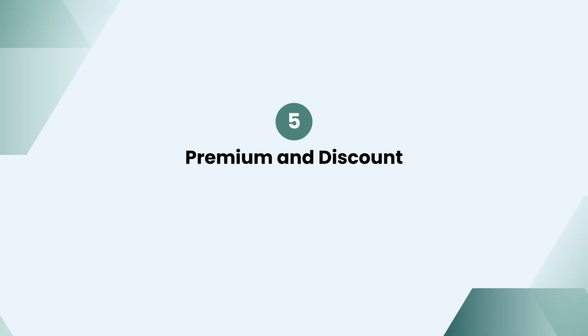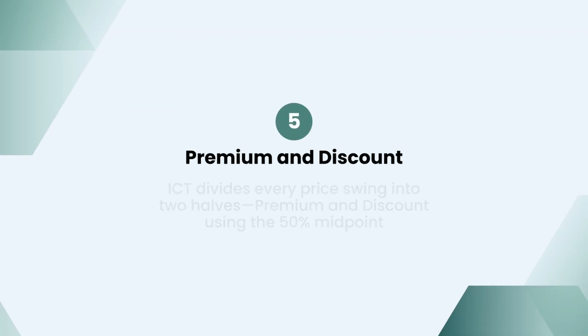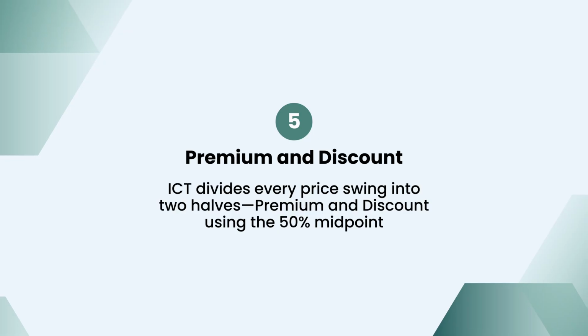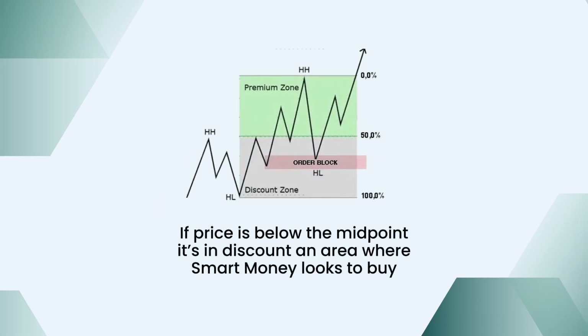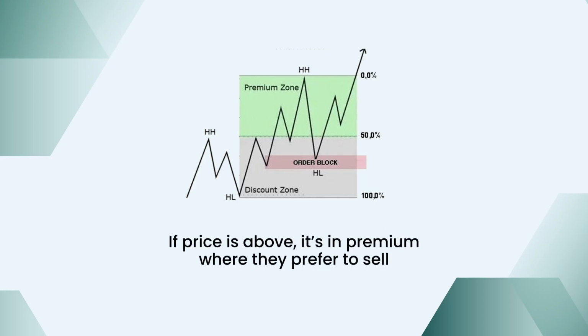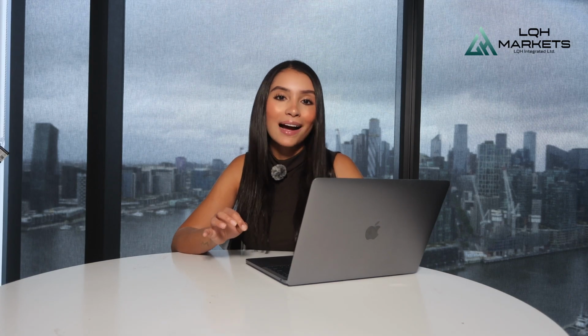The number 5 is premium and discount. ICT divides every price swing into two halves, premium and discount, using the 50% midpoint. If price is below the midpoint, it is in discount, an area where smart money looks to buy. If price is above, it is in premium, where they prefer to sell. The rule is simple: buy low, sell high, but not emotionally. ICT gives a technical framework to define exactly what low and high mean.